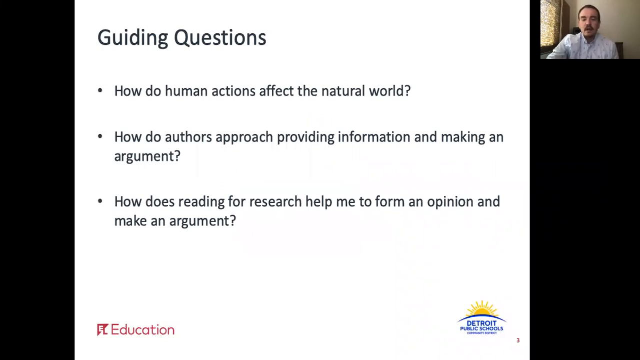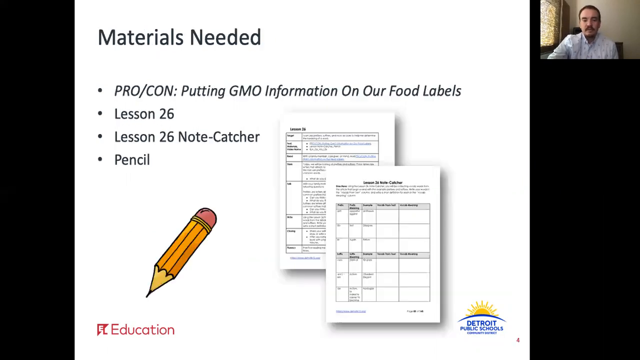Let's start by remembering our guiding questions. How do human actions affect the natural world? How do authors approach providing information and making an argument? How does reading for research help me to form an opinion and make an argument? As always, we will be trying to address these questions through today's work.